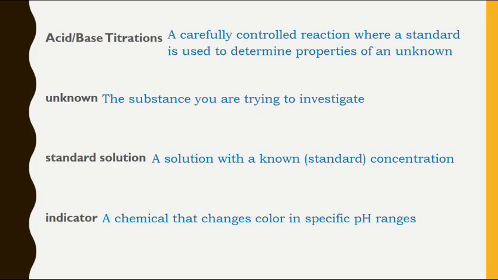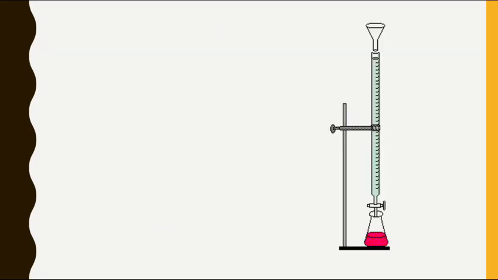And then we're also going to use an indicator, and in a pH acid-base titration, we're going to use an indicator that changes color based off of the pH. There's lots of different ones available, but we're going to use one that changes basically at a pH of 7.